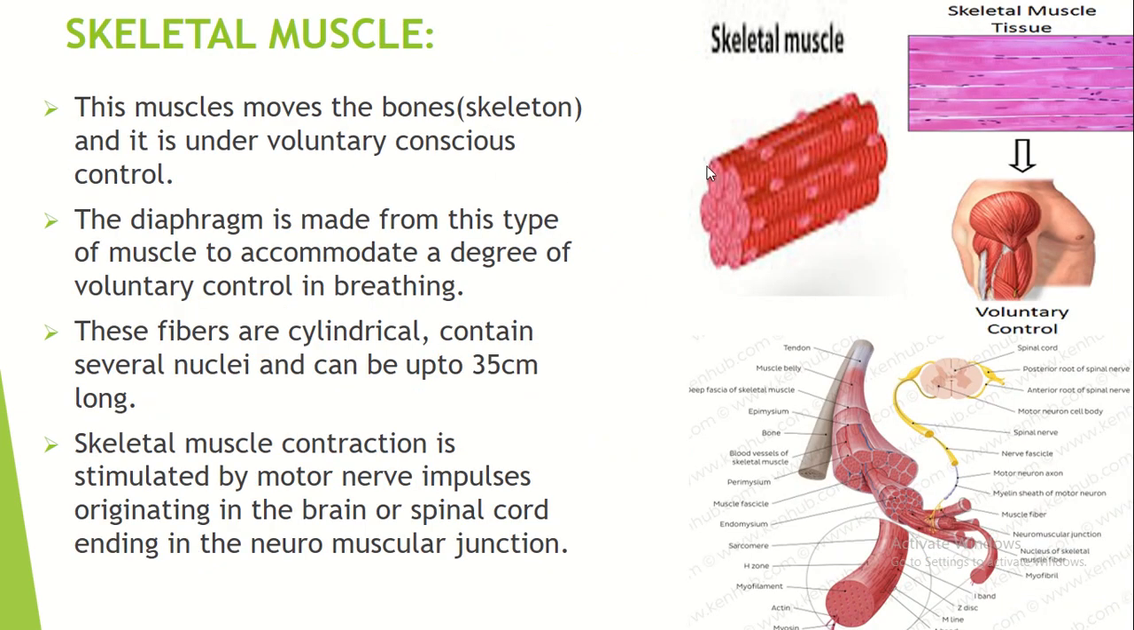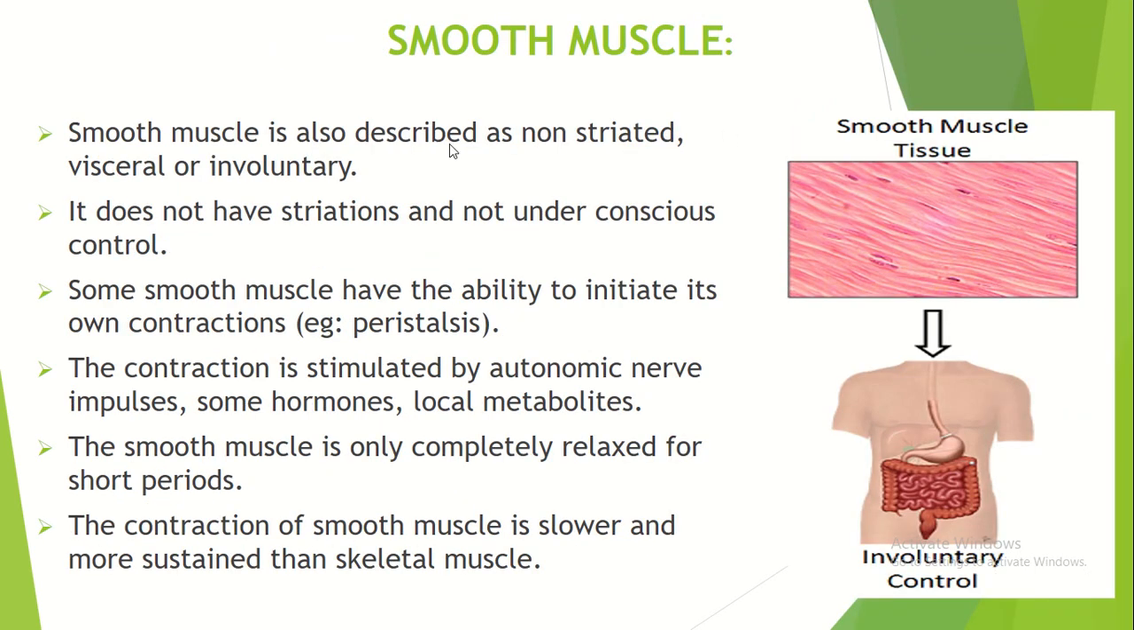Here in this we can see some ridges are there, so it's having a proper shape. But here in smooth muscle, it's non-striated and it is visceral and involuntary. Visceral means it's inside, we can't see that. Everything is muscles, we can't see it, but inside the organs it is present. And involuntary means it's not under our control.